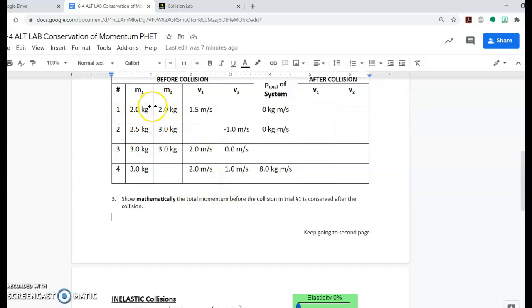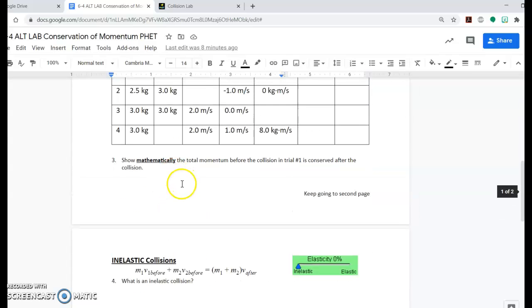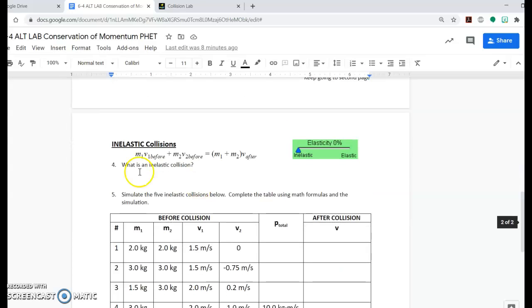So basically, I want you to show me mathematically that this is actually equal to 0. How does that work out? So I want you to use the equation that I give you up here, or the one that I told you to write down in your notebook. Either one is absolutely fine, but I want you to show me mathematically why this works, why the initial momentum is equal to the final momentum. And then you can jump down to inelastic collisions.